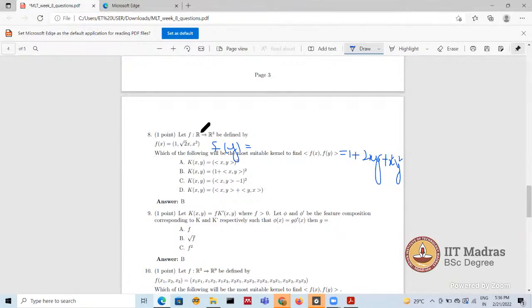Now, since your x and y are in R, their inner product is simply their product, right? So if you expand this expression, what will it be? It will be 1 plus, same like this, right? 1 plus 2xy plus x square y square. xy. Okay.